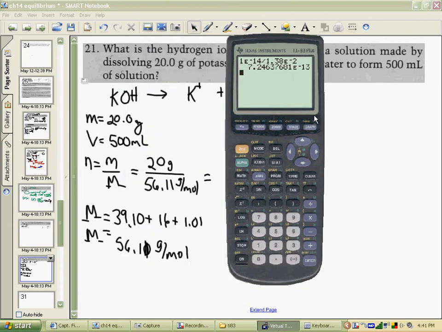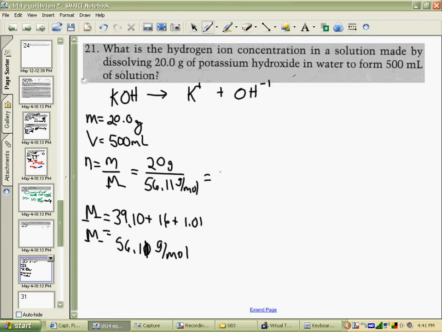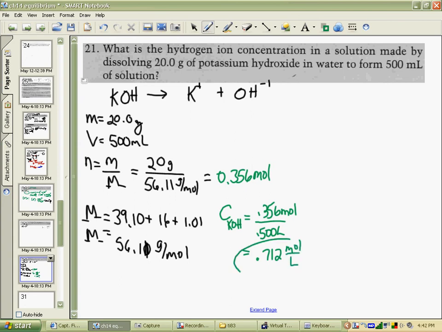So we have 20 divided by 56.11 gives us 0.356 moles. And our concentration for KOH is the number of moles, 0.356 moles, divided by the number of liters. Well, then that's doubling this, so we get 0.712 moles per liter. That is also the concentration of potassium and the concentration of hydroxide ions.